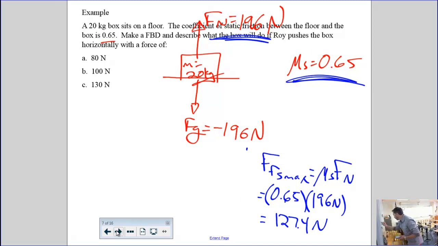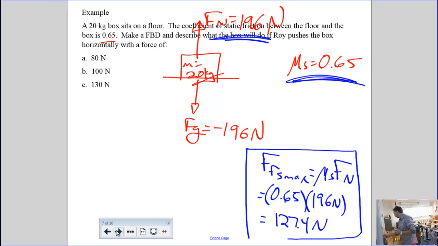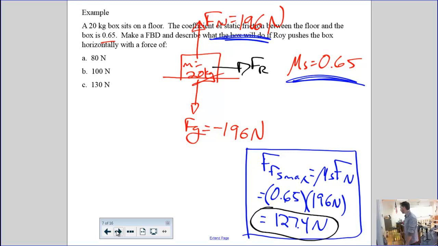This number is important because it's telling us that in this scenario, as Roy is pushing our block, Roy is going to push this way. Here's our force from Roy. Friction can exert any force up to and including 127.4 newtons.